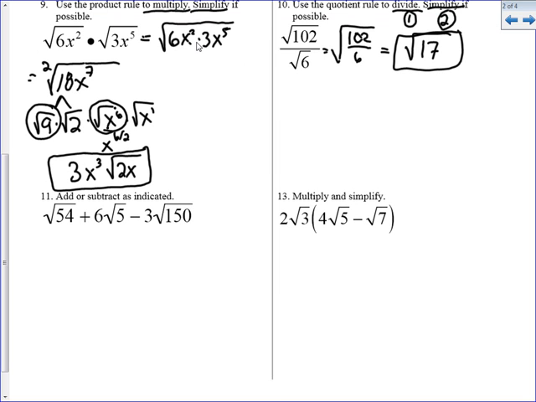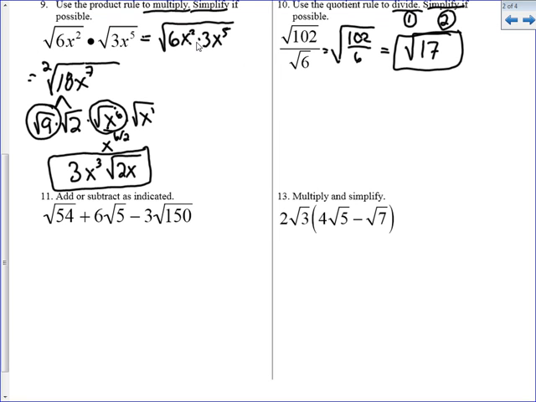Number 11, add or subtract as indicated. What needs to happen for me to be able to add or subtract? Combine. So what can I combine here? 6 and -3. 6 minus 3.